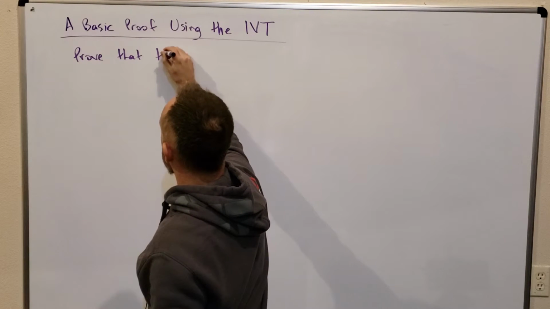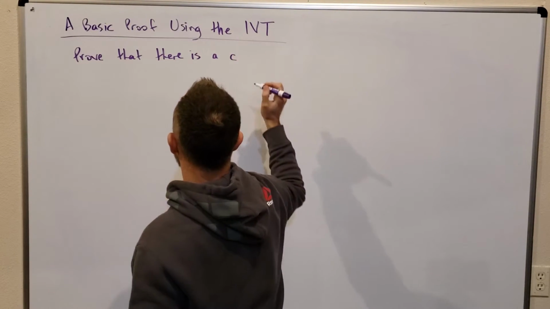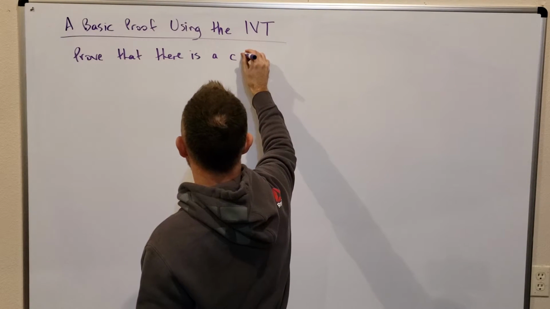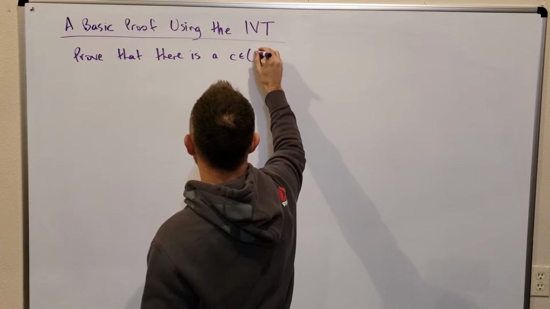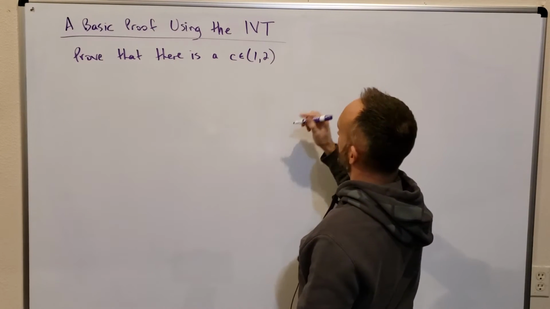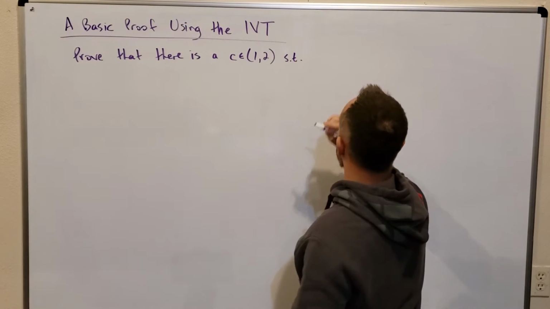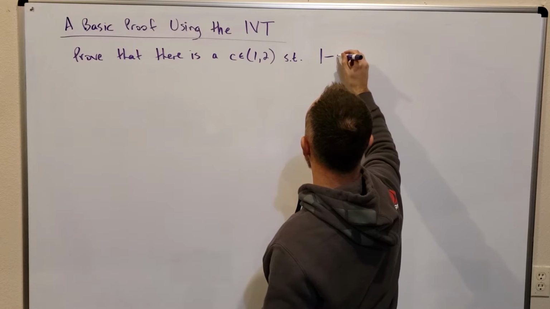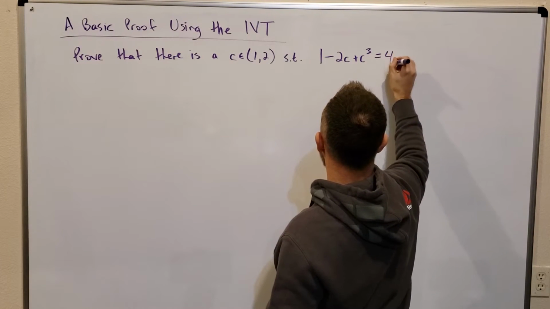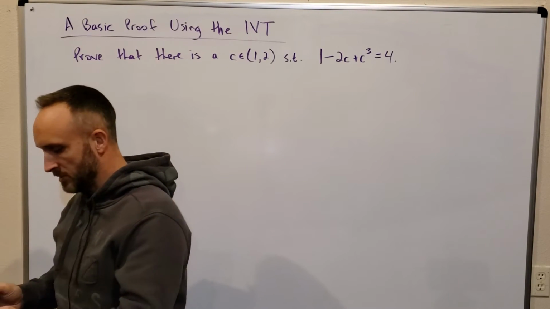So let's prove that there is a C value, C for constant, in the open interval between 1 and 2. So prove that there's a C in this interval such that 1 minus 2C plus C cubed equals 4. Okay? So let's prove that that's true.